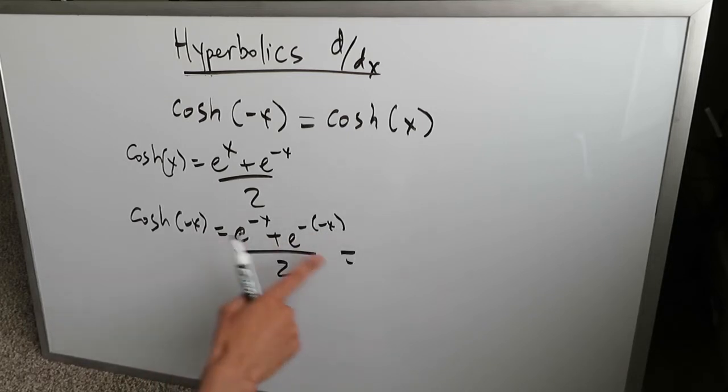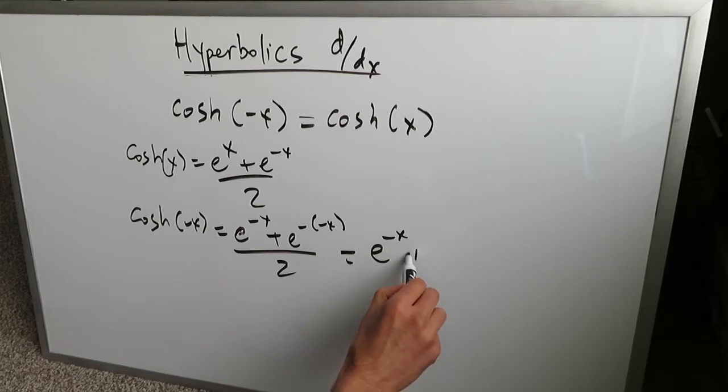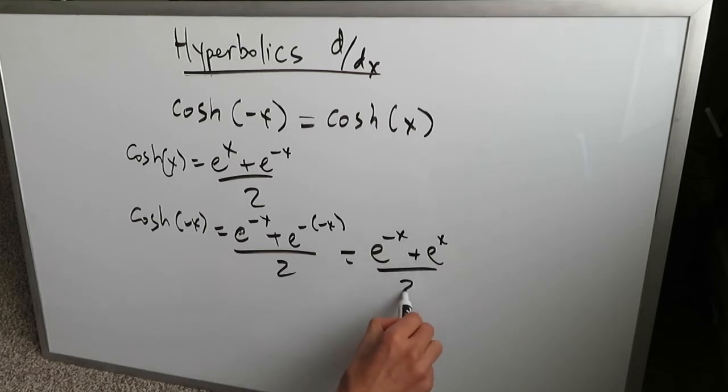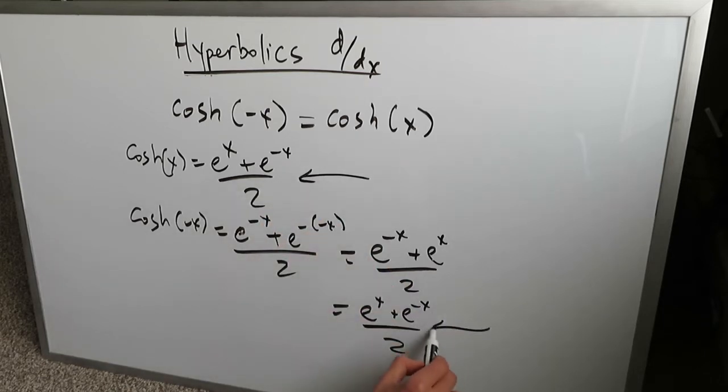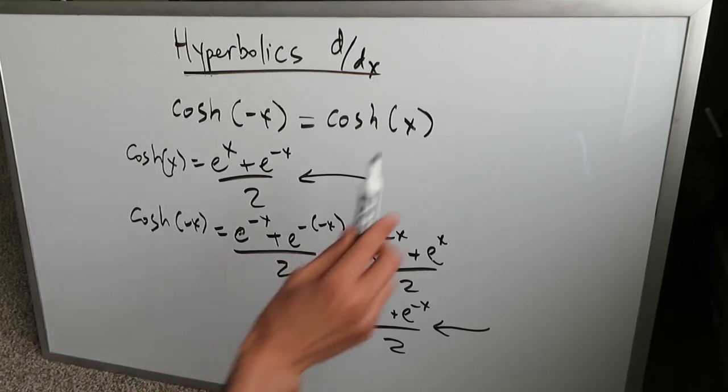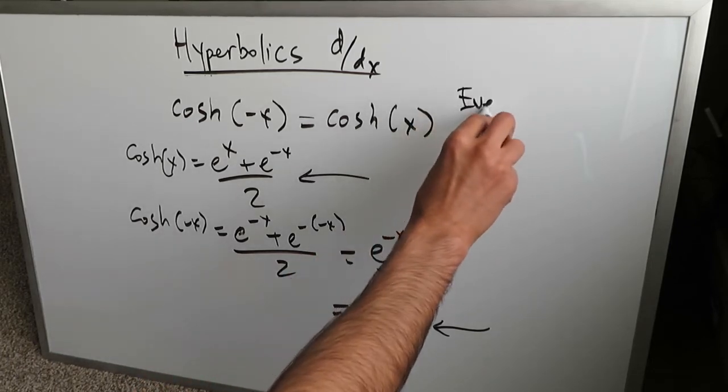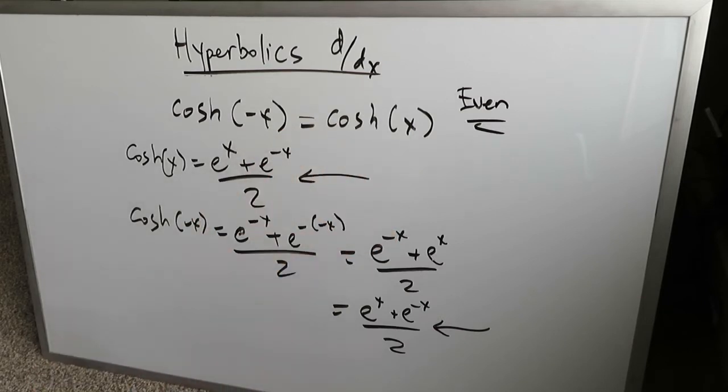When you simplify this, you get e to the minus x plus e to the x over 2. And if you just flip these things around, the plus sign in the numerator, you get e to the x plus e to the minus x over 2. And now this over here and this over here, results are the same. So you've proven over here that the hyperbolic cosine function is an even function. It is an even function because it passes this even test. So this is another identity for you to remember, another hyperbolic identity.